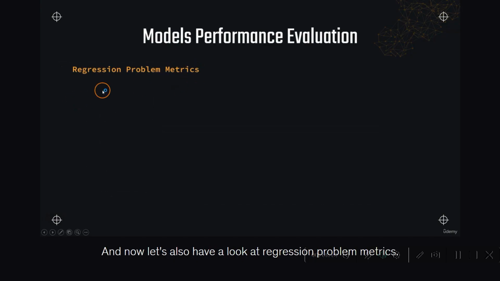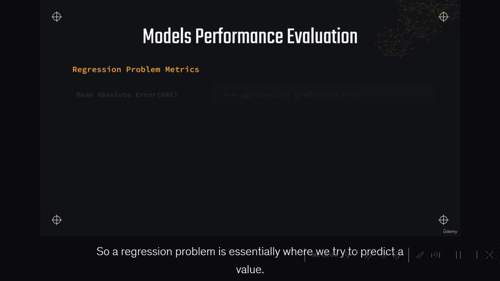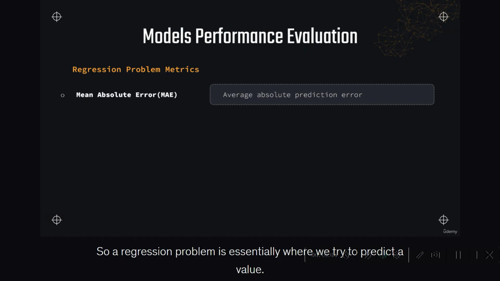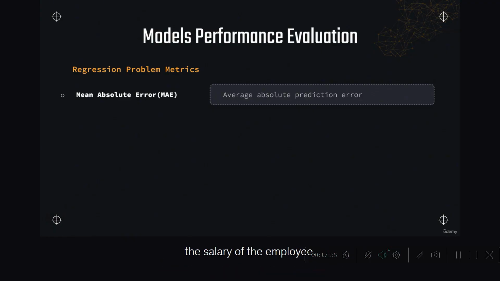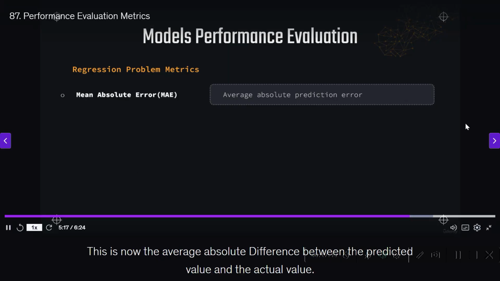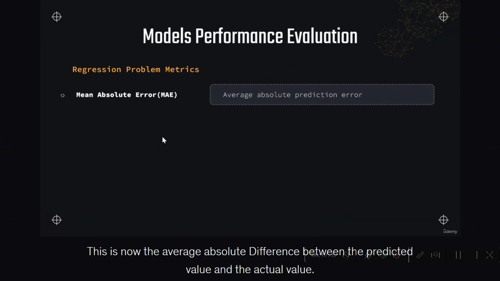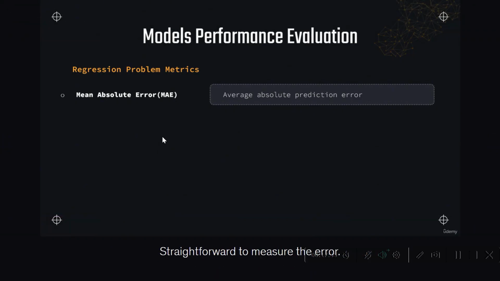And now let's also have a look at regression problem metrics. A regression problem is essentially where we try to predict a value. For example, we have an employee and we need to predict the cost of this employee, or the salary of the employee. So this is not a class, but we need to predict a number, and we use some kind of regression algorithm for this. And here we have the mean absolute error. This is the average absolute difference between the predicted value and the actual value. So this is pretty straightforward to measure the error.